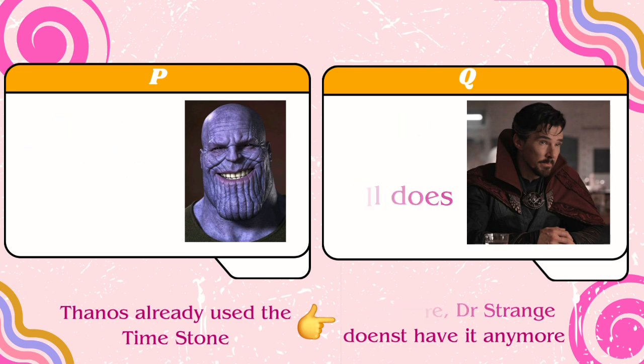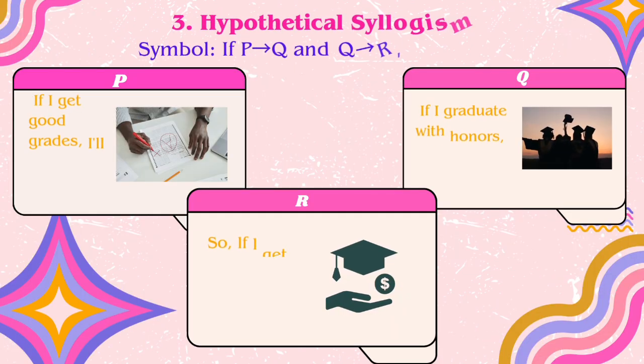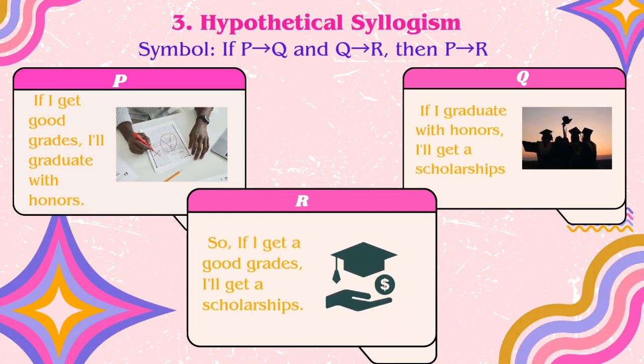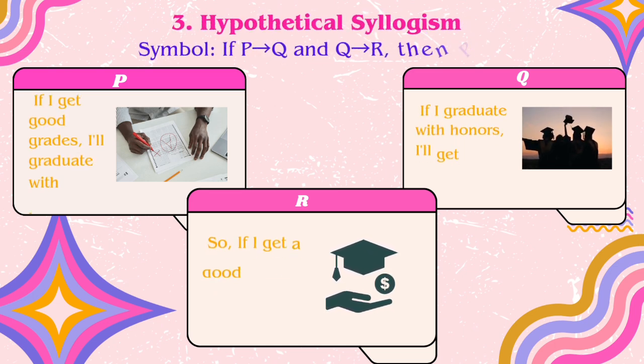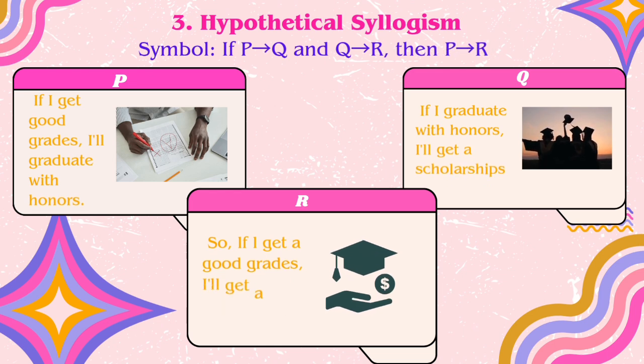And the last one, we have hypothetical syllogism. The symbol is: if P implies Q and Q implies R, then P implies R. In this case, P implies Q is: if I get good grades, I will graduate with honors. Q implies R: if I graduate with honors, I'll get a scholarship. And then P implies R: so if I get good grades, I'll get a scholarship.